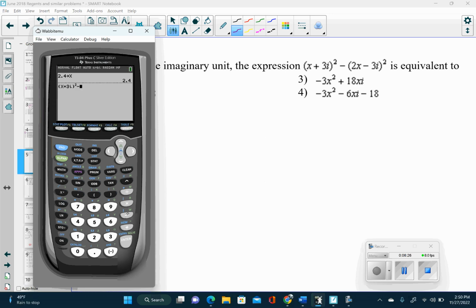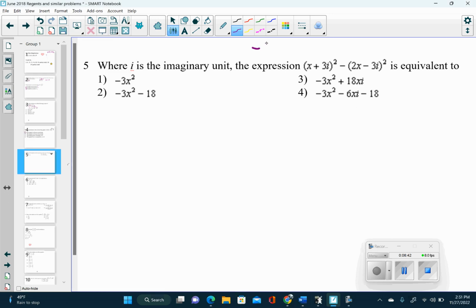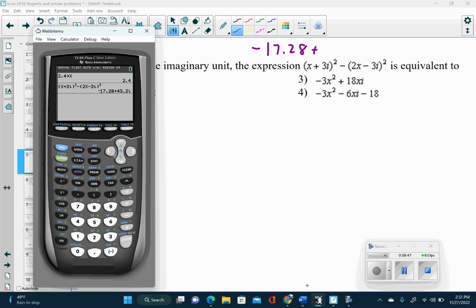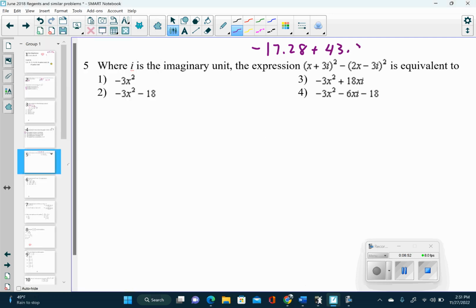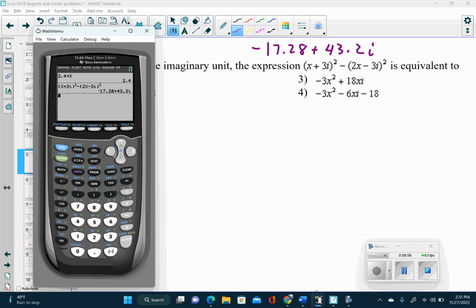Then we have a minus sign, parentheses, 2x minus 3i again, close that, squared. So I'm going to take this number right here, write it down, negative 17.28 plus, I think it's 43.2i. You could have stored any number you wanted besides 0, 1, or 2. I just used a random number. And then I'm going to plug each of the other ones in.